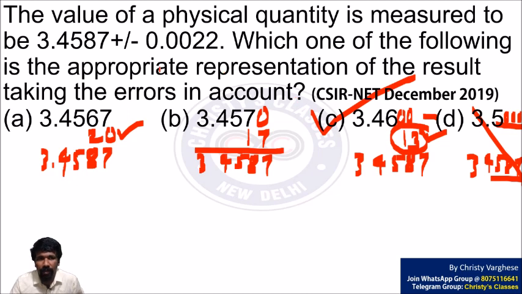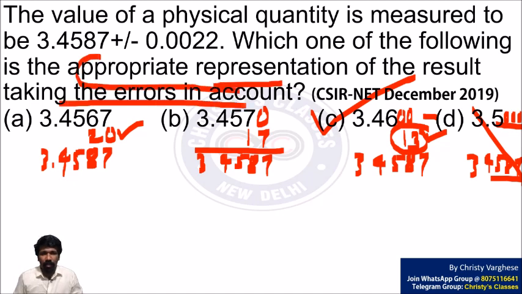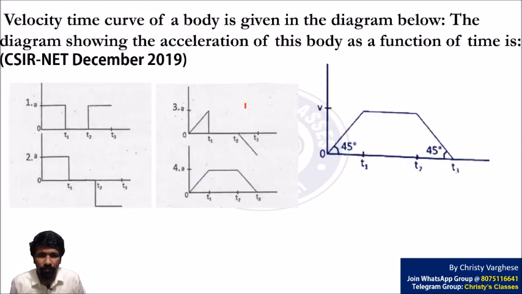The error will be less in option C. That is why option C will be the appropriate representation of the result, taking the errors into account. Again, basic school science is enough, nothing more. Next question from a physics background.